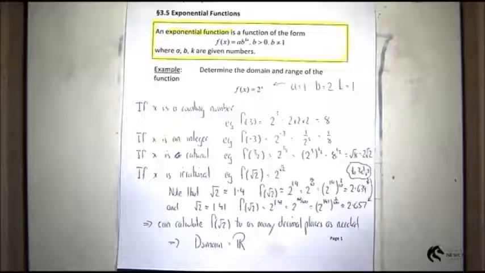Is this function odd or even? So we have a check. Is it odd or even? So we look at function minus x. Function minus x is 2 to the minus x. 2 to the minus x we would interpret as 1 on 2 to the x. That's not function x, so that means it's not even.